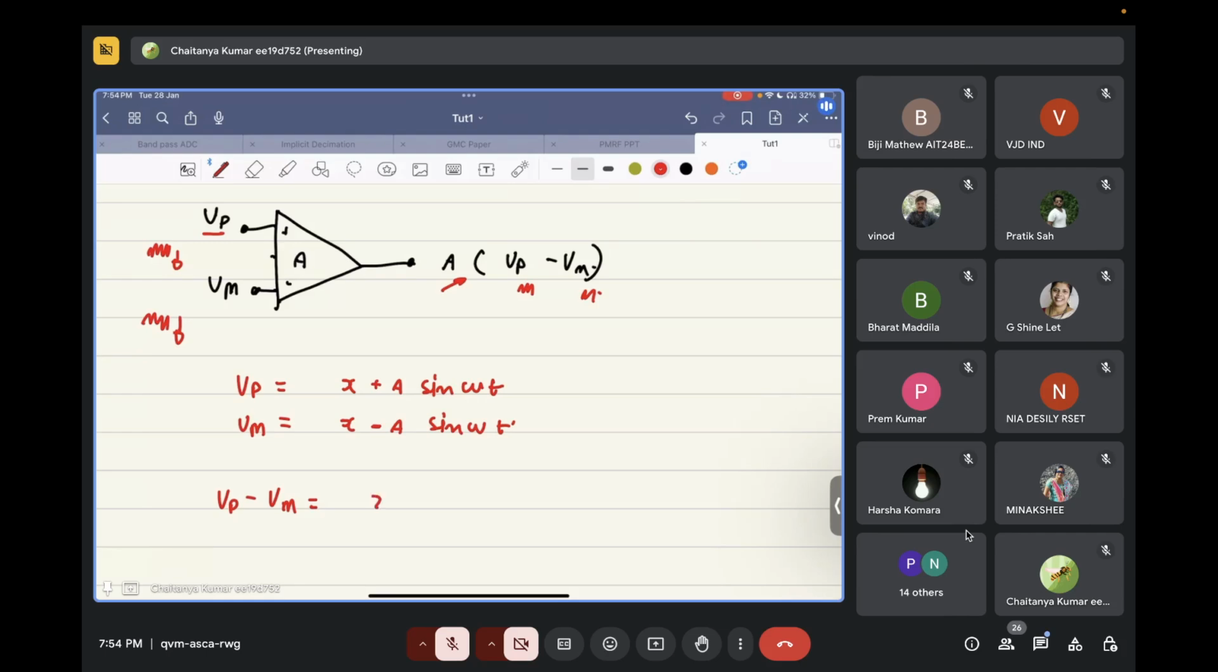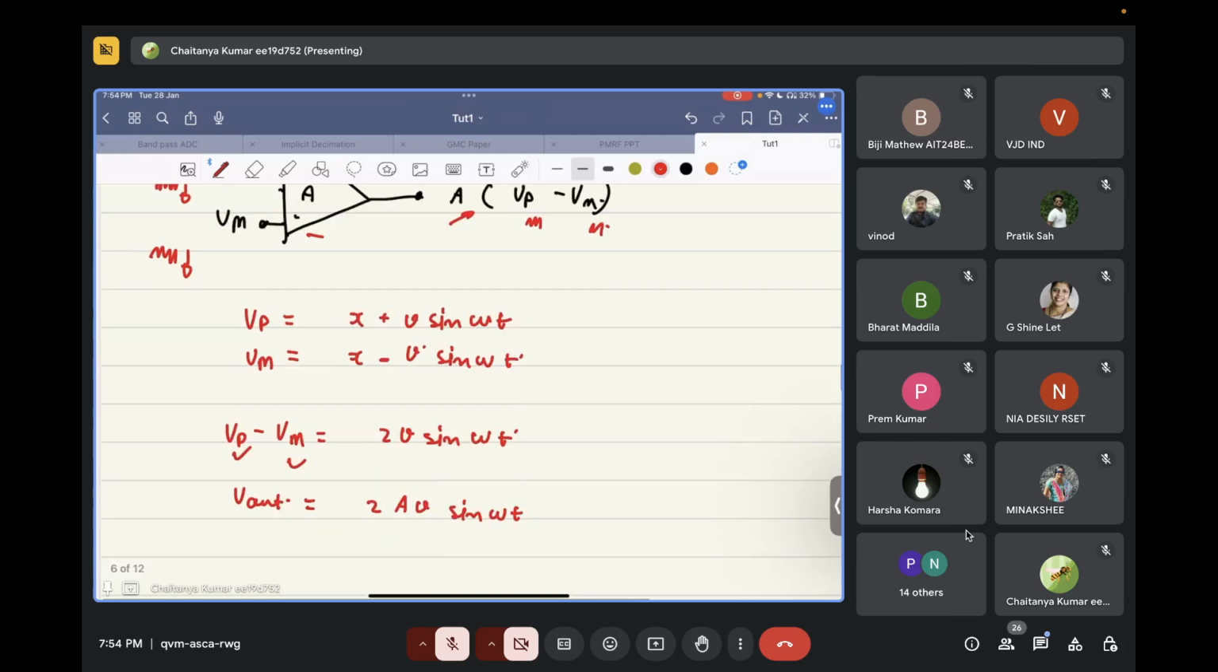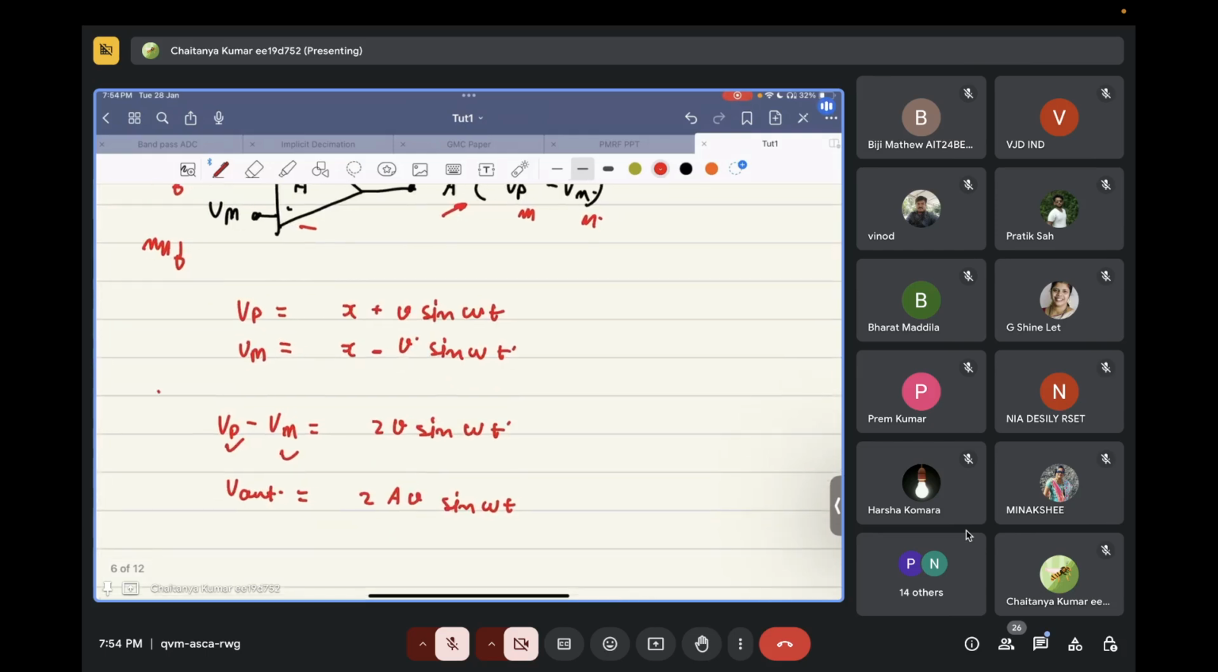We will have it as 2a sine omega t. So output in this case will be, let's not confuse ourselves. So let's call this V, V, and this one is V. So output will be 2a times V times sine omega t. The difference between Vp and Vm gained up by the gain of this amplifier A. Okay. Now this is the differential signal.